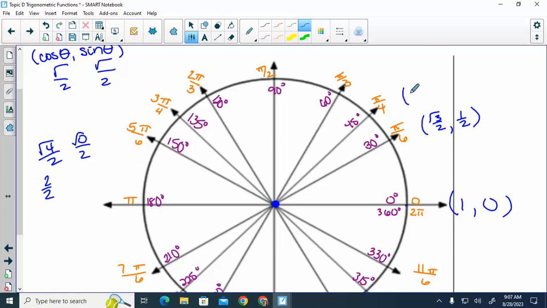45, cosine, below, we have 2, so square root of 2 over 2. Above, we have 2, square root of 2 over 2. 60, below, I have 1, square root of 1 over 2 is 1/2. Above, we have 3, square root of 3 over 2.